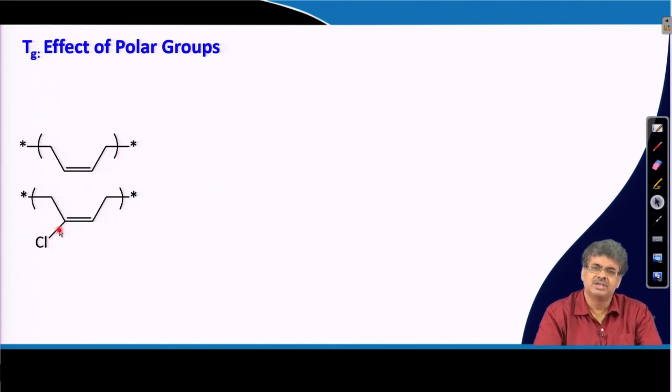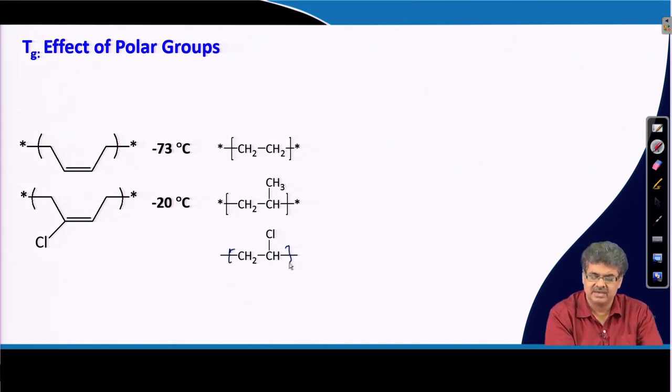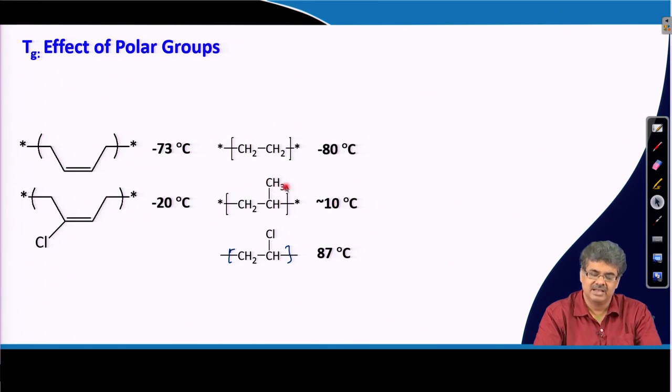Similarly, if we have polar groups, obviously intermolecular interaction goes up between polymer chains, as a result Tg goes up. If we compare these two, you can see this has a higher Tg, and if you compare these three, then obviously the presence of chlorine will increase the intermolecular interaction, as a result Tg will go up, as is seen here. Compared to a hydrogen and methyl group, it will have higher intermolecular interaction because of higher van der Waals forces between the polymer chains. As a result, you have higher Tg. This will also increase the steric hindrance, which will also contribute to the increase in the Tg value of this polymer.